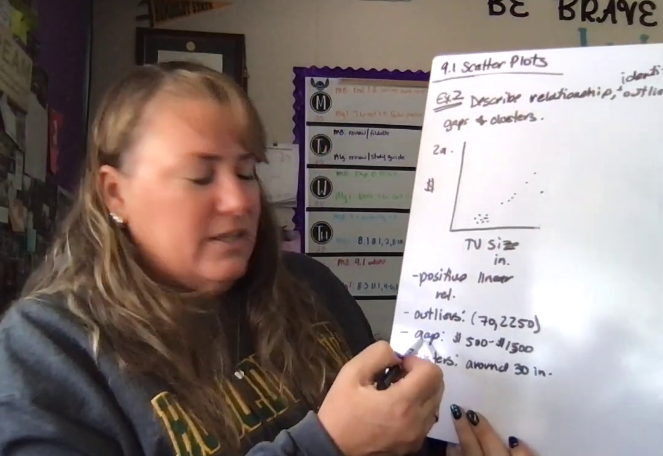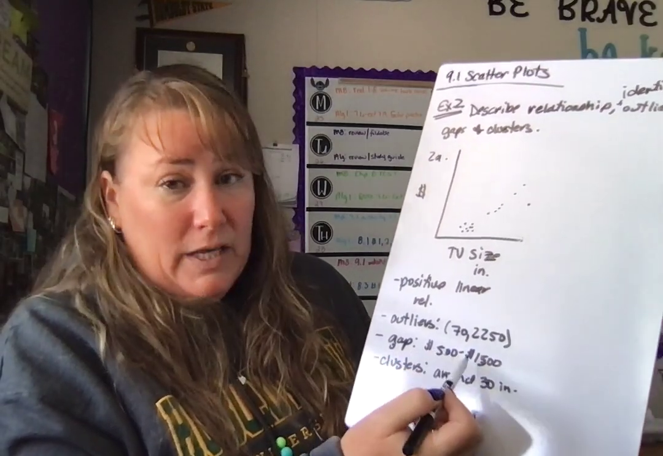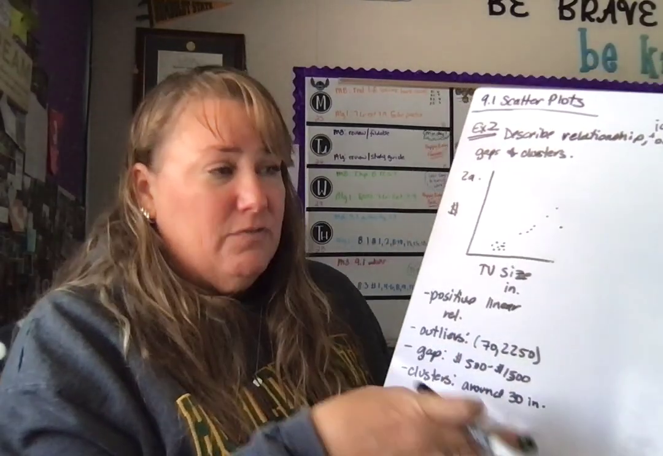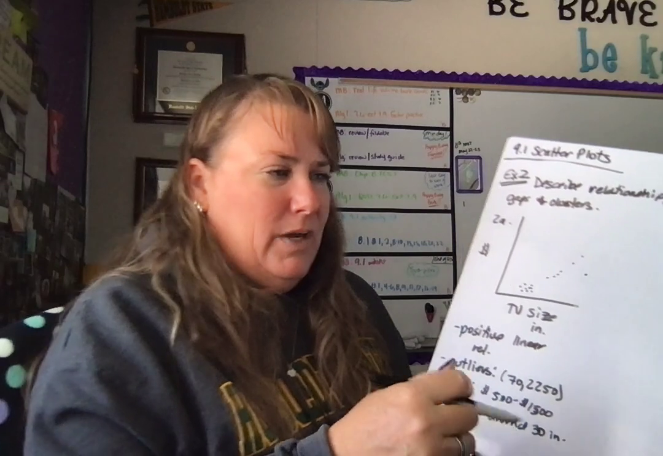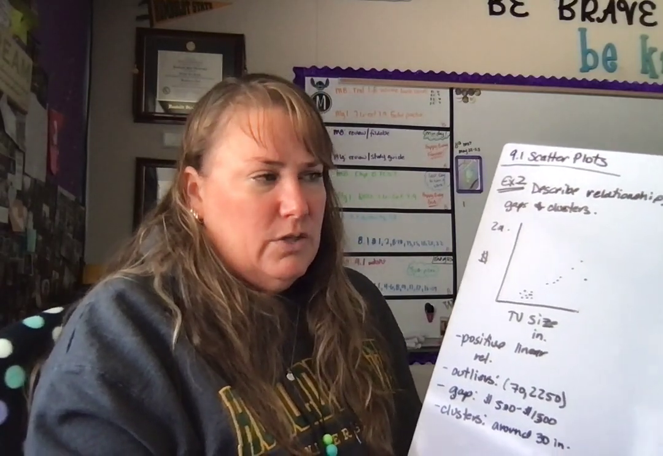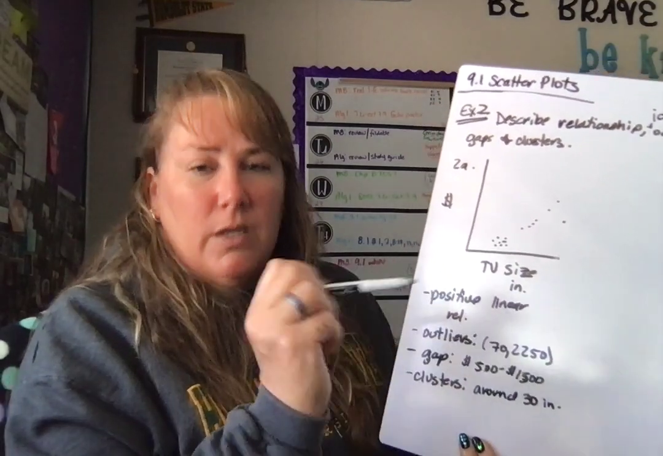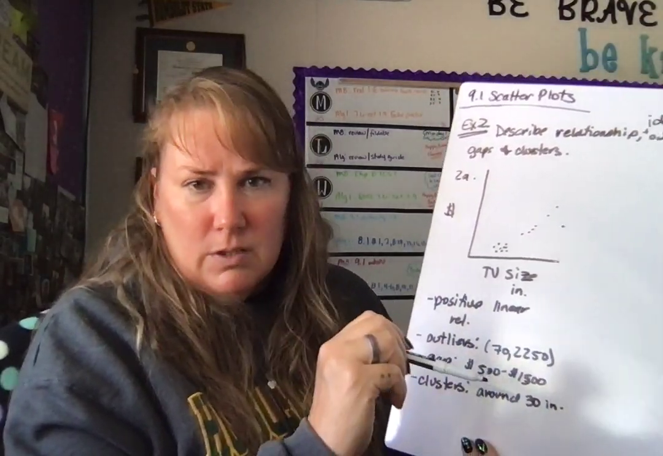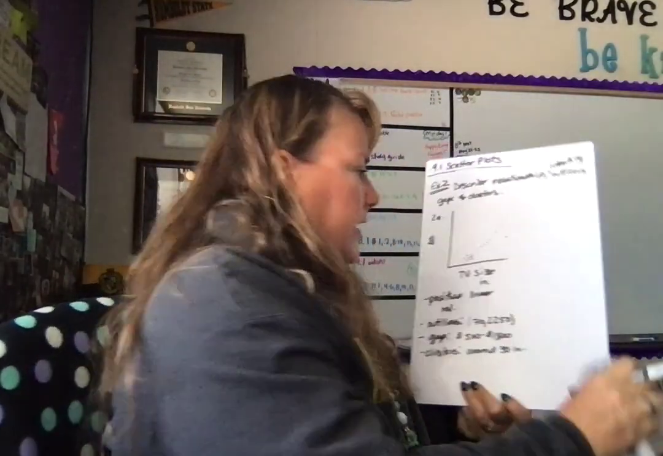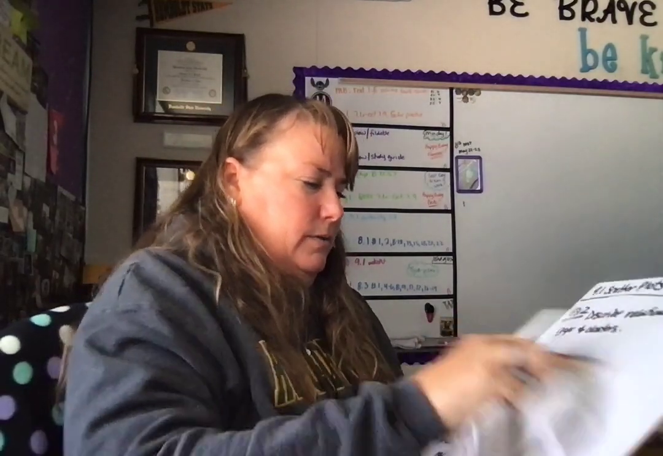Okay, so let's say there was no gap, you would write no gap. Okay, you need to identify that there is not a gap in the data. You can't just forget it, because it looks like you just forgot to do that part. So if you don't have one of these, put no outlier, no gap, no cluster. Okay, next one.